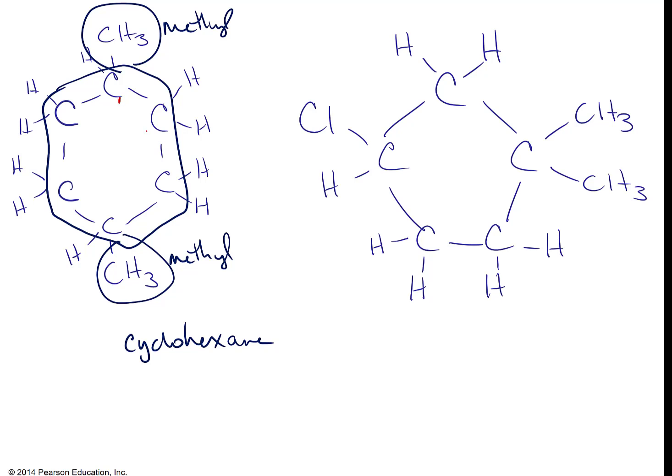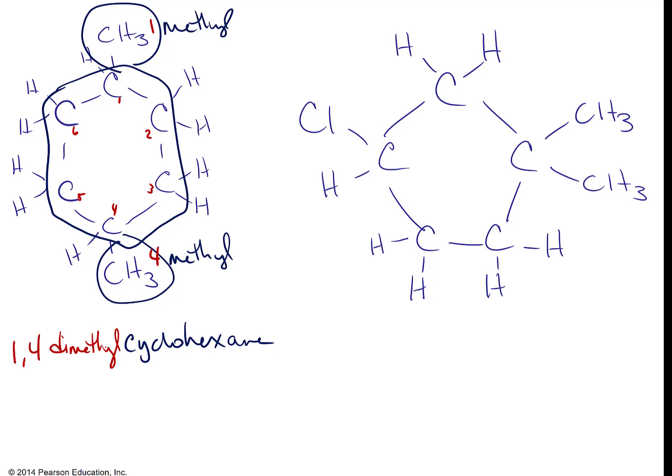Exactly. So if I say this is 1, 2, 3, 4, 5, 6, being the traditionalist that likes to go clockwise, I could go that way. If I started at the bottom and went counterclockwise, it still would be 1, 2, 3, 4. So I would still have the exact same thing on 1 and 4. That wouldn't matter. So I would call this what? Yep, 1,4-dimethylcyclohexane.